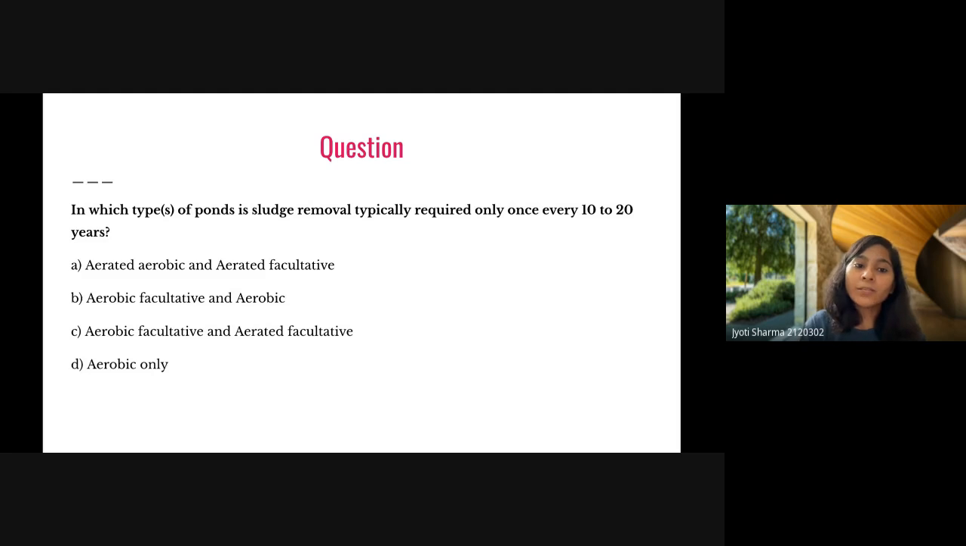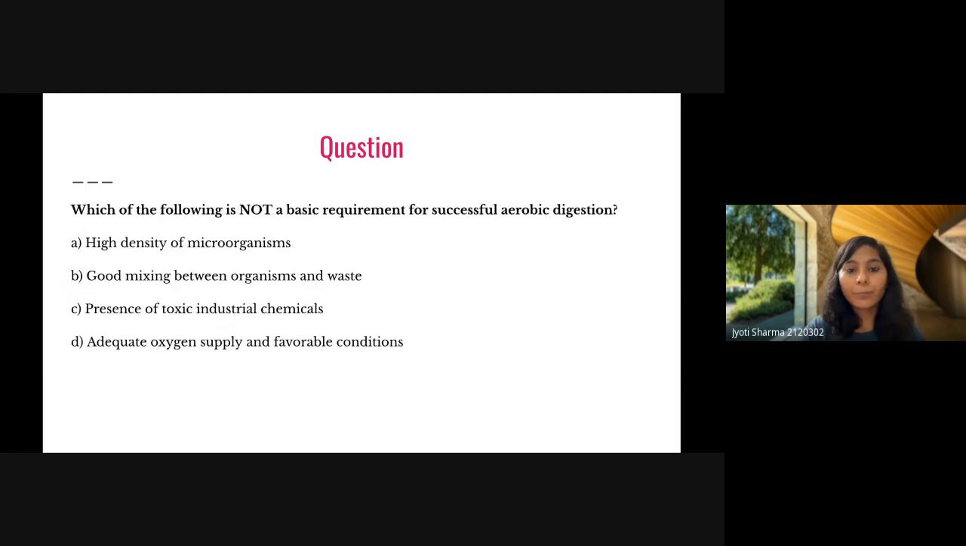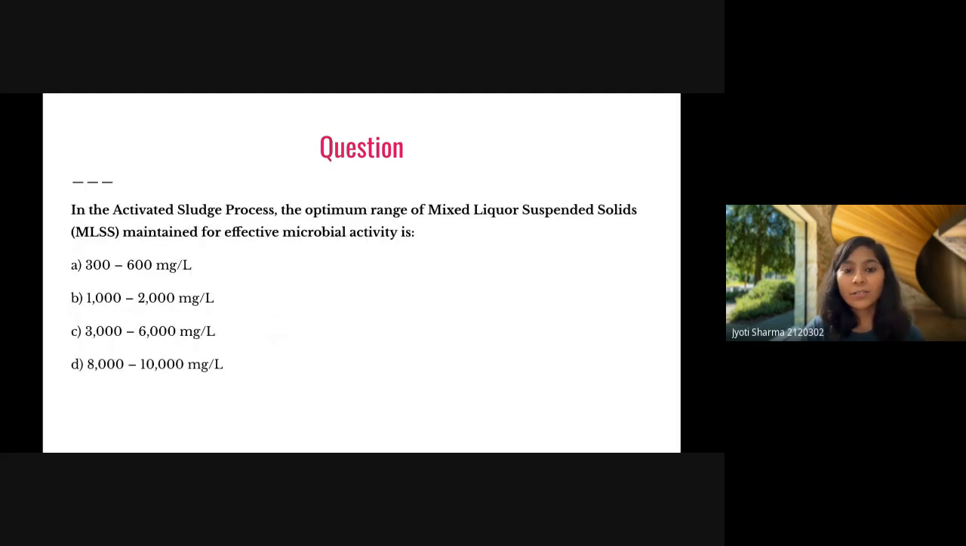In which type of pond is sludge removal typically required only once every 10 to 20 years? So this will be aerobic facultative and aerobic. Okay, in aerobic digestion we use some microbes, and one microbe that can oxidize iron 2 to iron 3, the example is Gallionella, which is not the basic requirement for successful aerobic digestion, and this is the presence of toxic industrial chemicals.